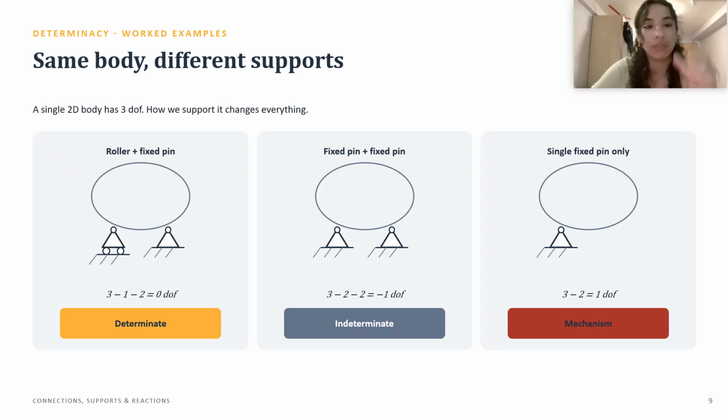And then we have the last one. It is supported by a single pin only. So it's 3 minus 2, you get 1 degree of freedom, which means it's a mechanism. So it's not in equilibrium in the first case.